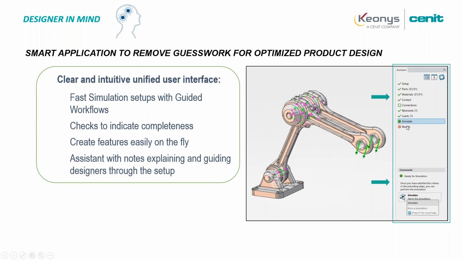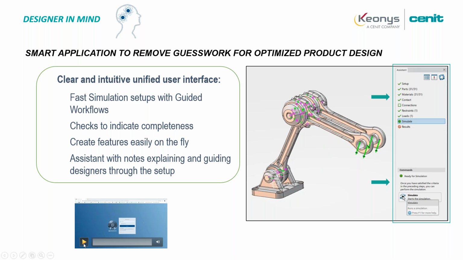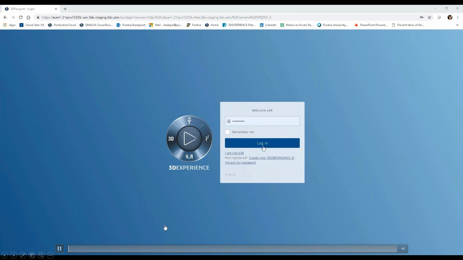You can simulate, but you don't have the result, so it means that the results are not available yet. So it means that the simulation has not been played. So it checks whether something is complete or not, and the assistant helps you at every step. So here, a short video on how it works.